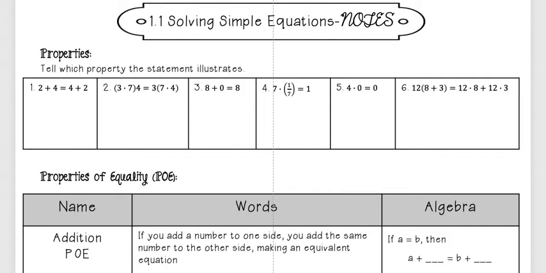Today we're going to be talking about solving simple equations. So in this first video we're just going to be talking about some properties. For this first one, I'm going to tell which property this statement illustrates. 2 plus 4 is equal to 4 plus 2. That represents the commutative property.